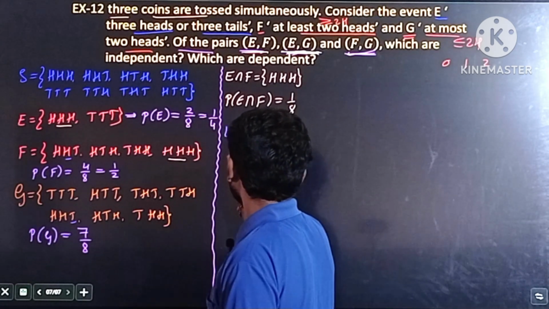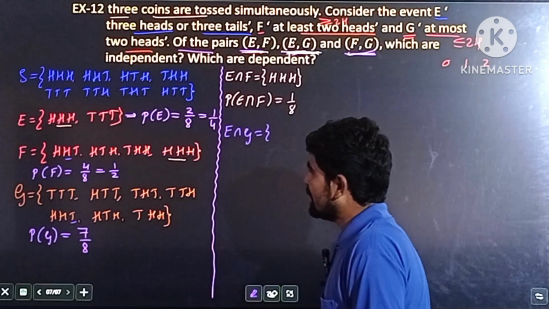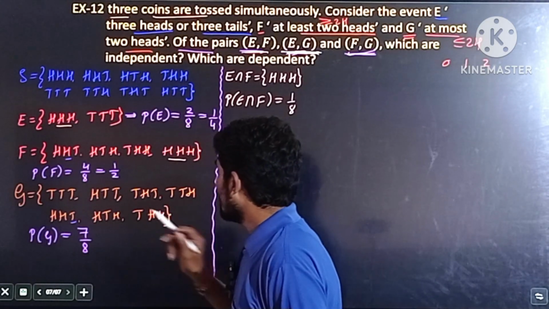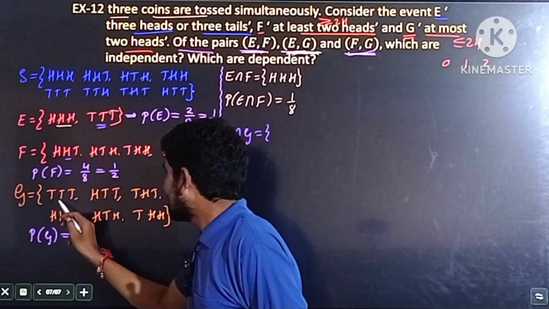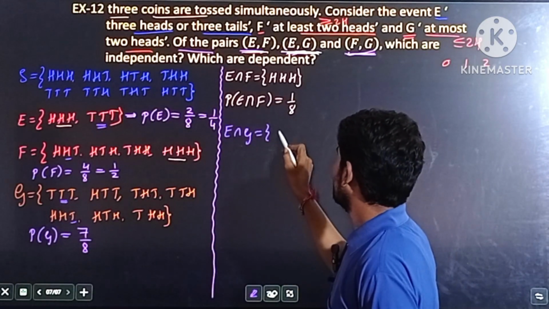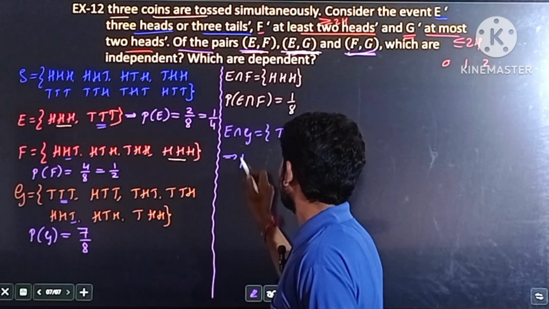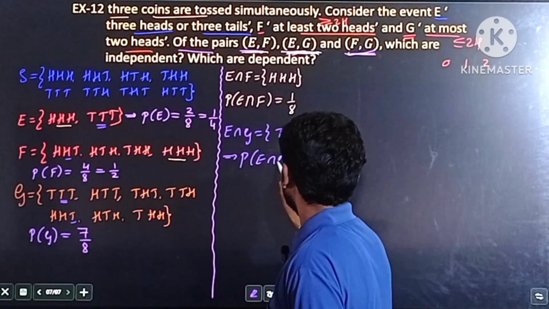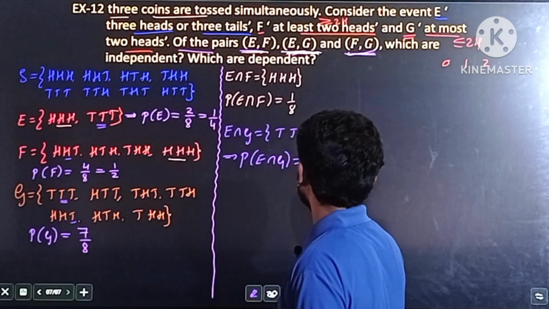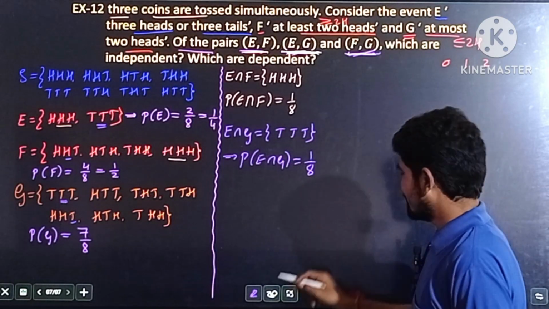Now E intersection G. Common outcomes in E and G. The common outcome is only one, that is T, T, T. T, T, T is common in E and G. Therefore, E intersection G is T, T, T, which implies probability of E intersection G is also equal to 1 by 8. And now for the third pair, we need F intersection G.